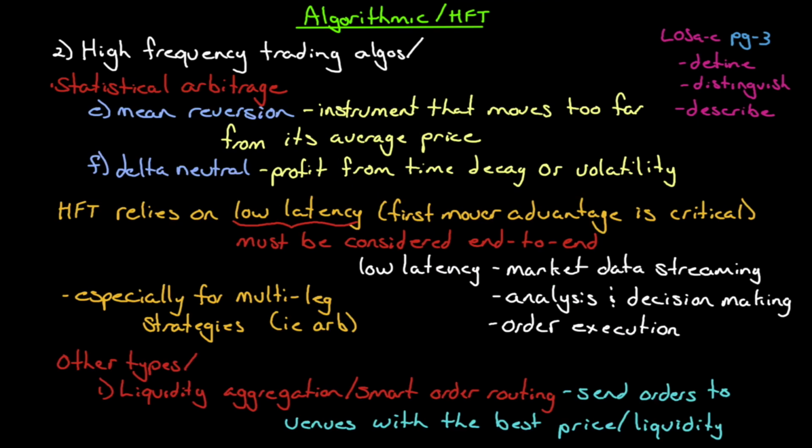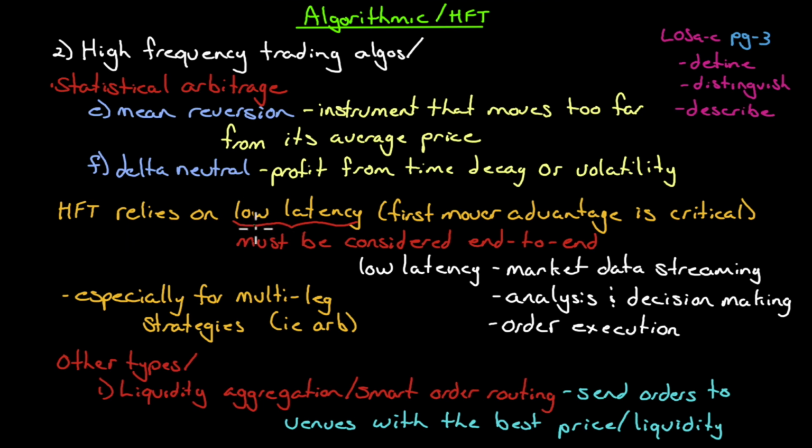Okay, two more under statistical arbitrage are types of mean reversion, instruments that move too far from their average price, and delta neutral, profit from time decay or volatility as long as you can stay delta neutral. That's not an easy thing to do, especially when markets start moving and volatility starts increasing; being delta neutral becomes harder and harder. You cannot do it with your fingers on a keyboard. You're going to need some algorithm that keeps you delta neutral.